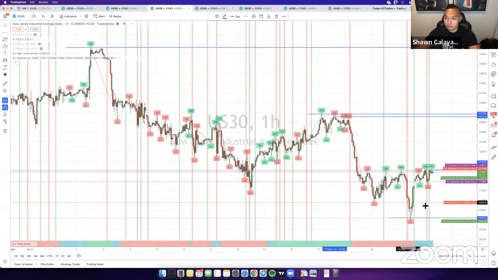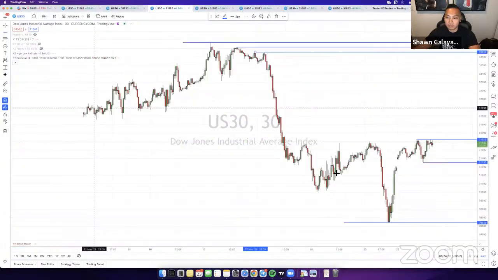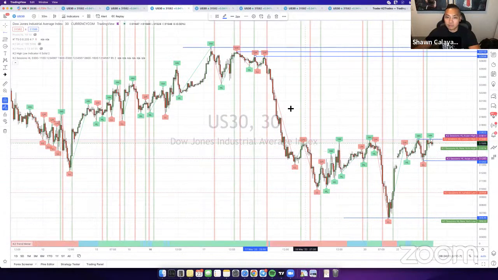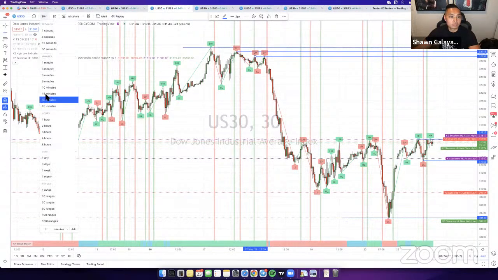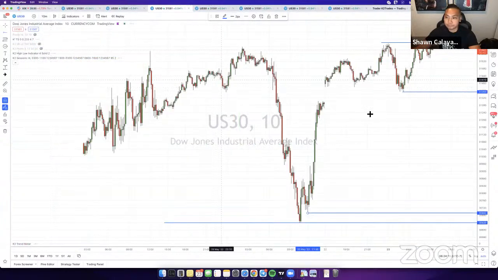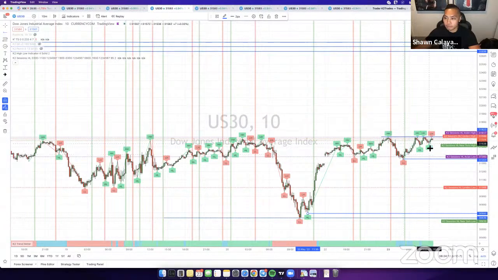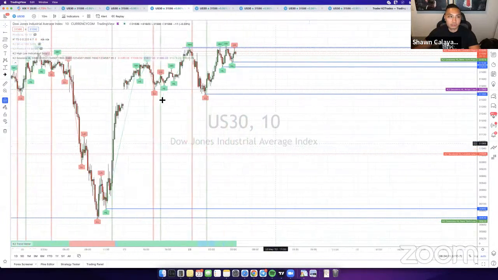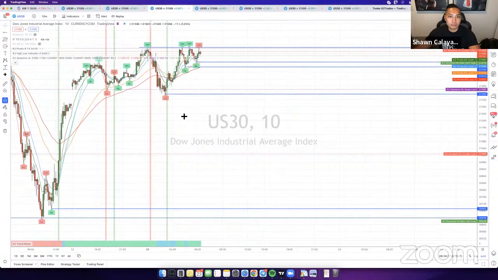1 hour. One right there. One right there. 30-minute. From there. 15-minute. Right there. And back to the 10-minute. And that's pretty much it. So there goes my liquidity marked up there on the 10-minute chart. Pretty solid. Not really much to look at the moment, but that's that.